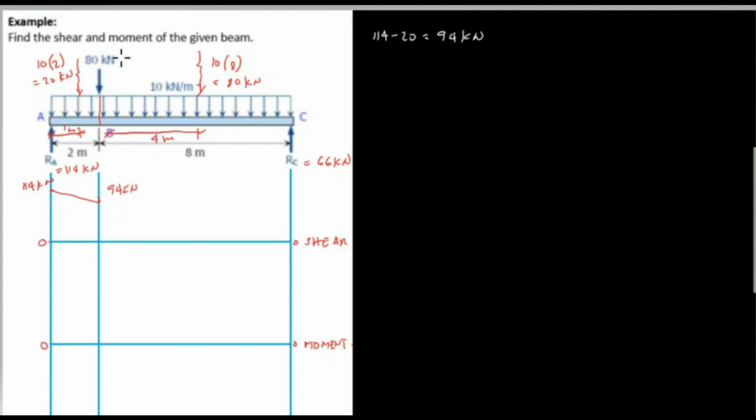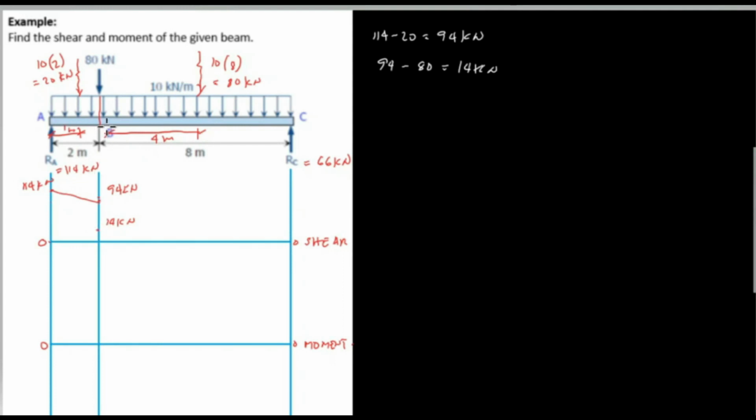At point B, we have 80 kilonewtons, and the direction is downward, which means we subtract 80 from 94 kilonewtons, and the remaining value is 14 kilonewtons. And this is the point. So this is 14 kilonewtons, which means from 14 to 94, this is the concentrated load of 80 kilonewtons.